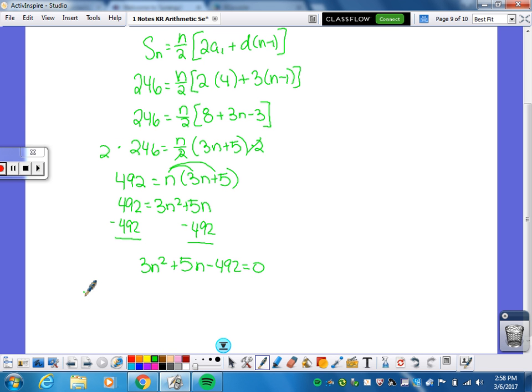Now we have to factor. The easiest way to factor this is to either use the quadratic formula or guess and check on your calculator. I used the method of guess and check on my calculator and got 3n plus 41 times n minus 12 is equal to 0. When you solve for this, you get n is equal to negative 41 over 3 and n is equal to 12. We discussed before that n cannot be equal to a fraction or a negative number, so we can see that we have an extraneous solution. So our final answer is going to be 12 rows.